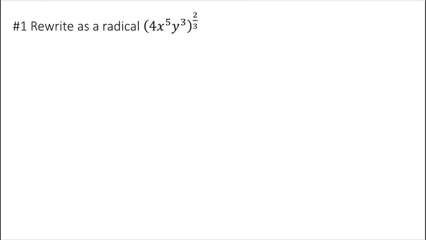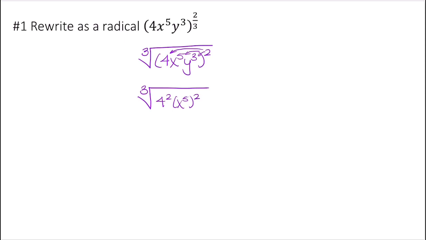So this is now going to become the third root of this entire expression, 4x to the fifth y cubed, squared, okay? It's very important that you remember that this entire expression is what's being squared. So what I need to do now is distribute this 2 to every term that's inside this expression. So this is going to become the cube root of 4 squared, and then x to the fifth squared, and then y cubed squared.